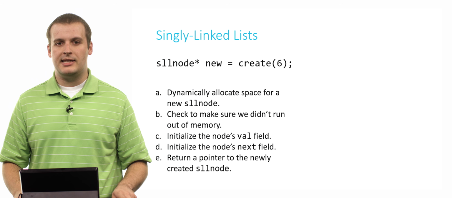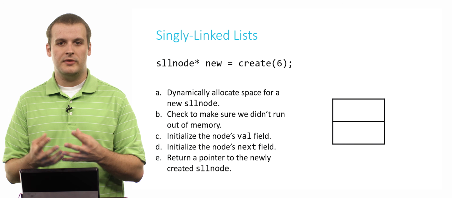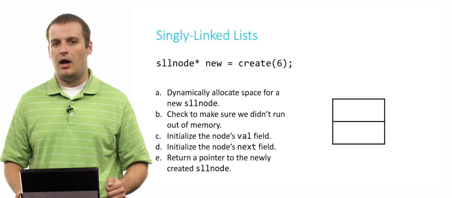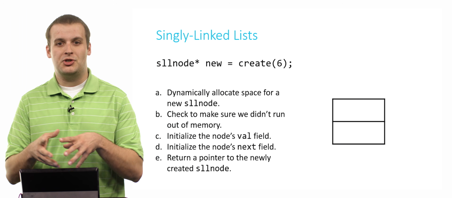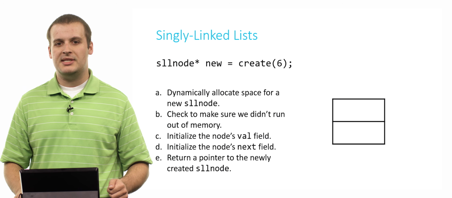So what might this look like visually? Well, first, we're going to dynamically allocate space for a new SLL node. So we malloc. That's a visual representation of the node we've just created. And we check to make sure it's not null. In this case, the picture wouldn't have shown up if it was null. We would have run out of memory. So we're good to go there. So now we're on to step C.